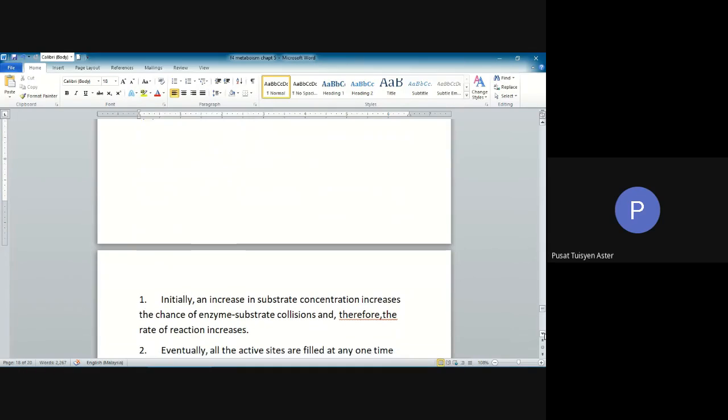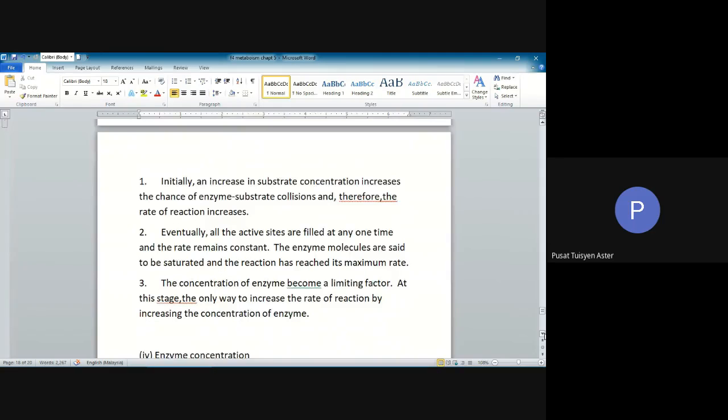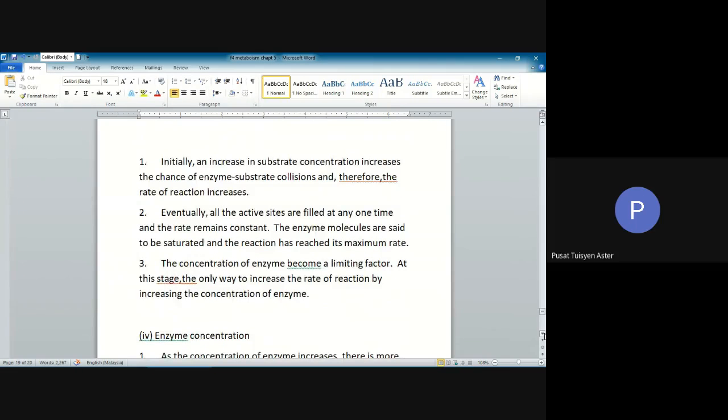This is another factor which affects the enzyme. Now let's look at that. Concentration here means the amount, right? So initially, an increase in substrate concentration increases the chance of enzyme substrate collision and therefore the rate of reaction increases. Eventually, all the active sites are filled at one time and the rate remains constant. The enzyme molecules are said to be saturated and the reaction has reached its maximum rate.